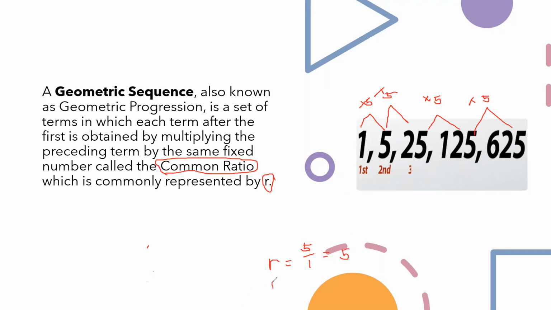It can also be in any part of the sequence. Kahit saan ako kumuha dyan, pwede. Pwede yung pangatlo over pangalawa. So that is 25 over 5. That will still be 5. Kahit saan kumuha dyan, 625 over 125, mananatiling 5 yan, as long as it is a geometric sequence. Okay po tayo?